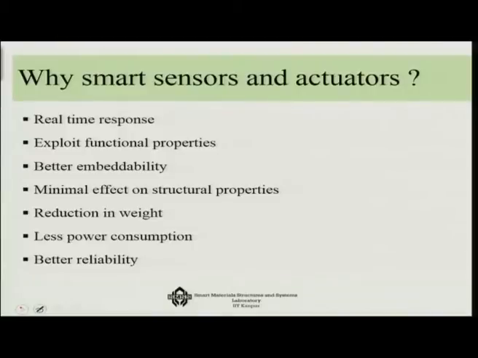So why are smart sensors and actuators important today? The first important thing is that the real time response is very, very fast. For example, in today's world, think of your single lens reflex SLR camera. You want a quick change of focus, and who does that? A piezoelectric crystal. So you get a really fast response.